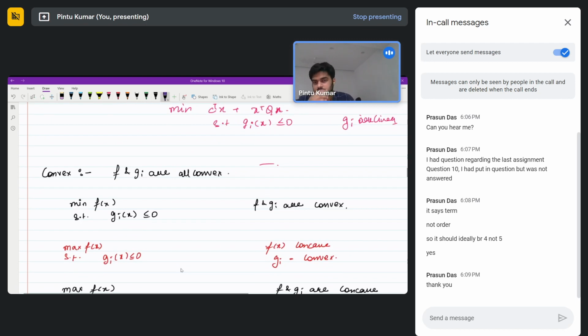So this bifurcation that we talked about was based on linearity. We have another bifurcation, which is known as convex optimization problem, and another one is non-convex optimization problem.